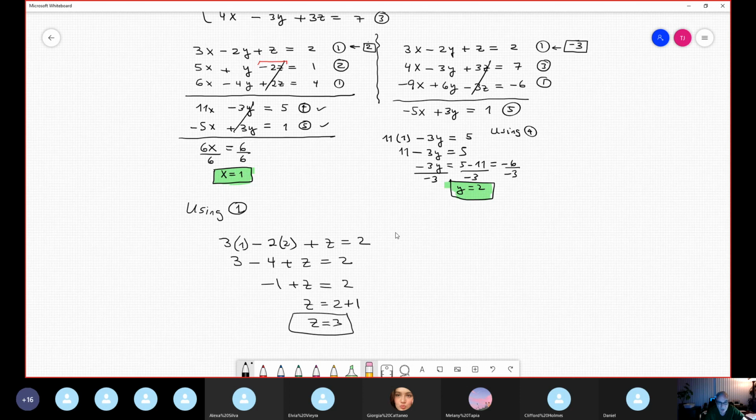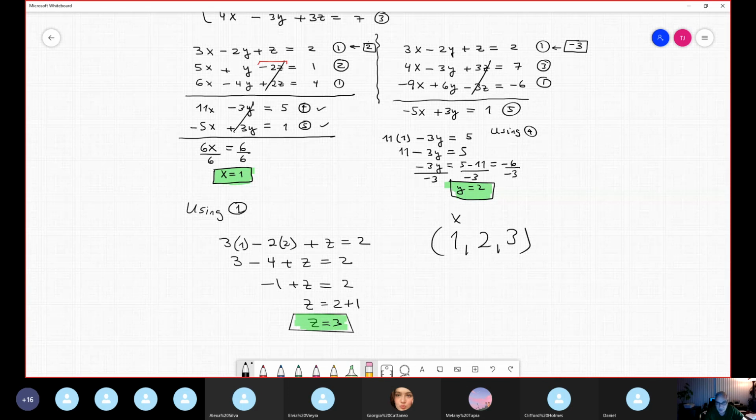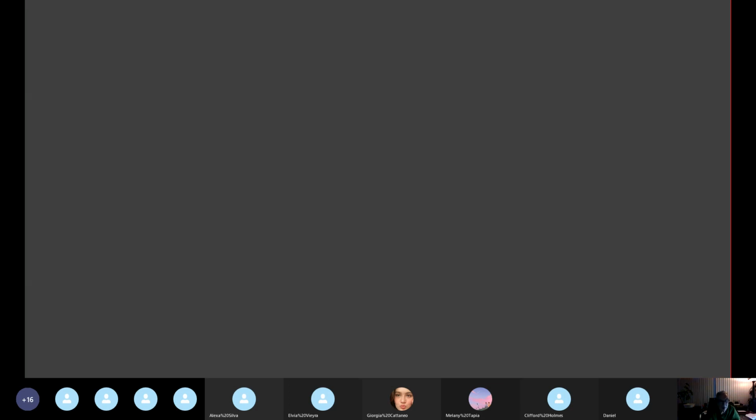Wow. And where's my final answer? And my final answer is 1, 2, 3. As an ordered triple, I write it like this example, 1, 2, 3. Remember, this is x, this is y, and this is z. Do you understand very well or no? Questions? Clear? Confusing?